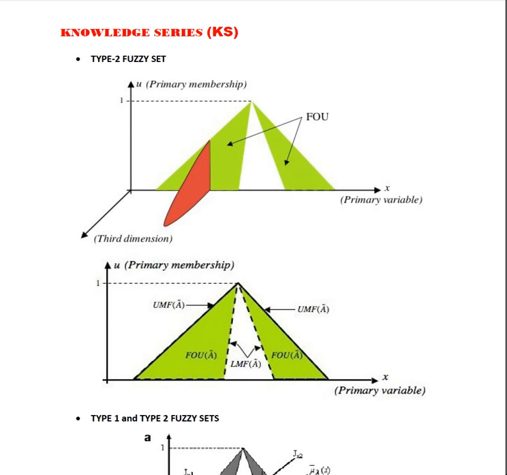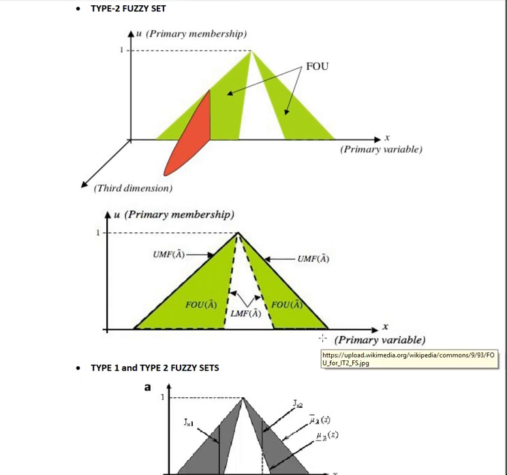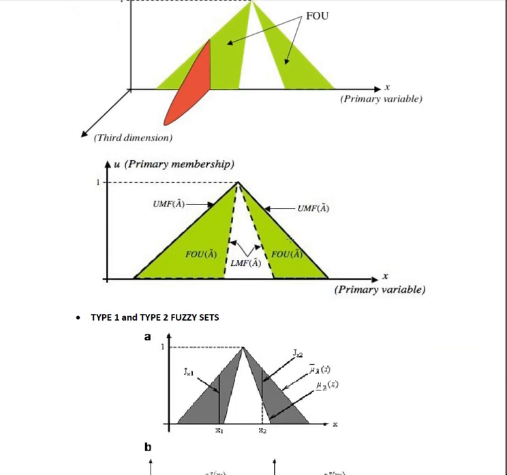Now if you go further with respect to the figure, here you can see that this FOU, which is shown over here, for the type 2 fuzzy set interval, varies with respect to the range. Now this range is going to create a blurring effect. So that is what we try to say.